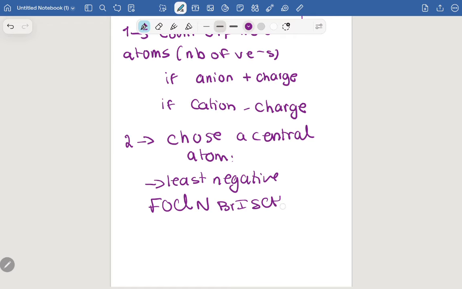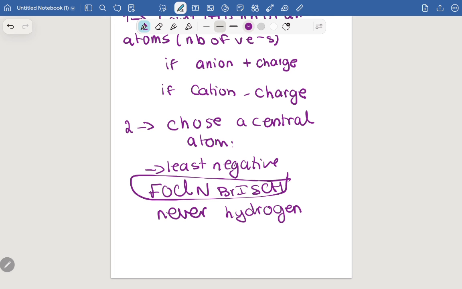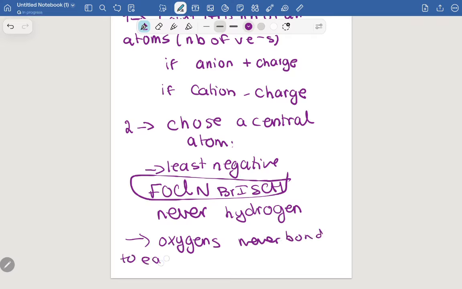And it's never hydrogen. Okay, and also another condition is that oxygens never bond to each other unless it's in peroxides and superoxides. So oxygens never bond to each other unless in peroxides and superoxides.